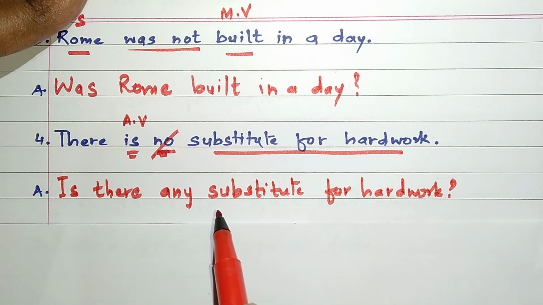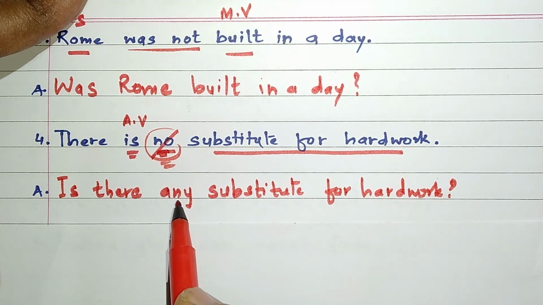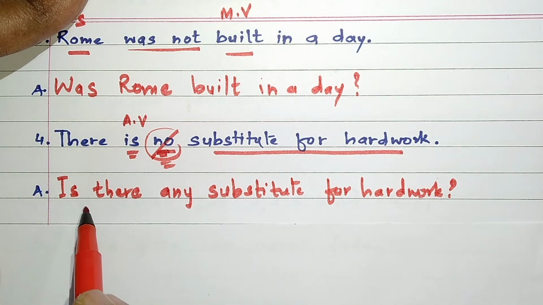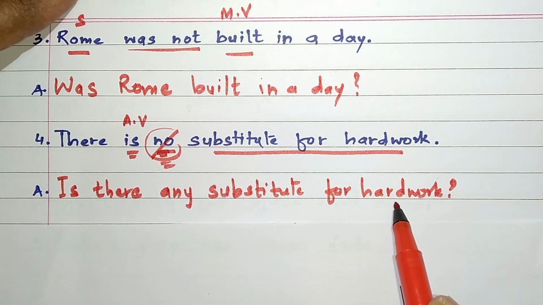Now friends, remember that when there is no in the sentence, we have to replace it with any while writing the answer, that is the interrogative sentence. So therefore our interrogative answer is, is there any substitute for hard work?